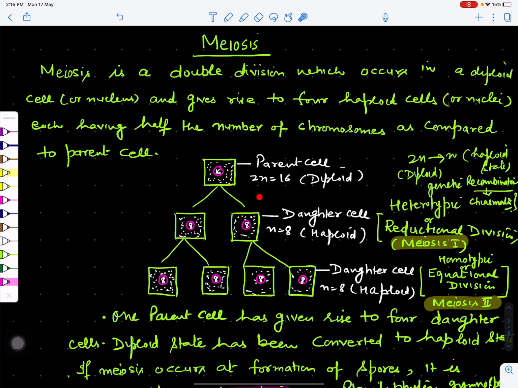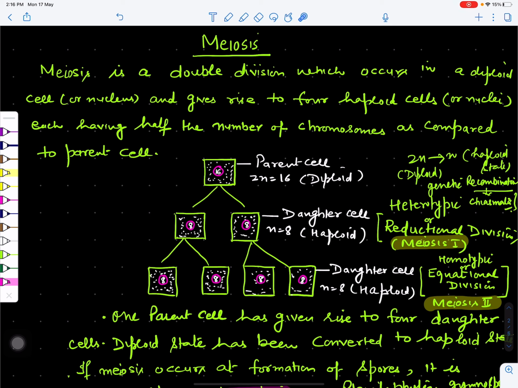When this cell will divide by meiotic cell division, it will divide first into two daughter cells having chromosome number reduced to half, n is equal to 8. So this is the haploid state of a cell. This is called meiosis 1. This is also called heterotypic or reductional division. Here the 2n state has been converted to haploid state, and in meiosis 1, there is combination of the genes. Crossing over takes place in the chromosome, leading to new genetic recombination and chiasmata formation.